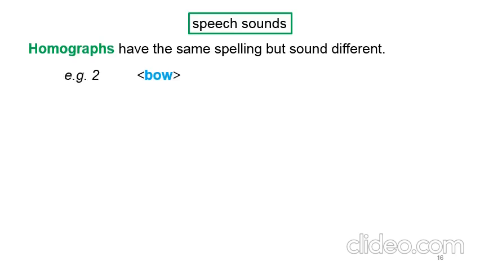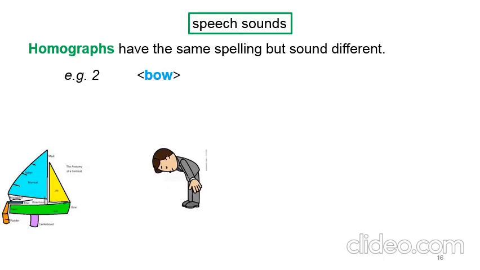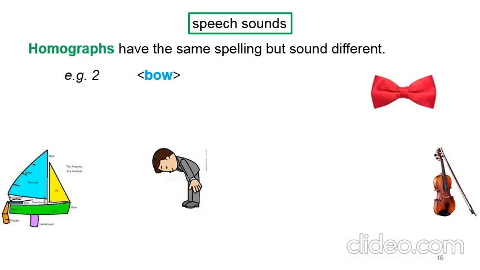Another example is this word, written B-W-O. Remember, the angled brackets show you that this is English spelling. It may mean this, or that, or this, or that. Different pronunciations. Can you guess what the pronunciations are? Think about it and take that with you to class.